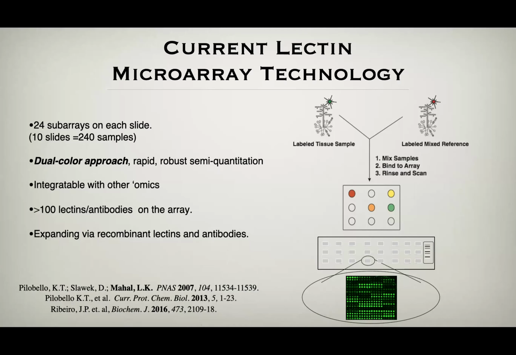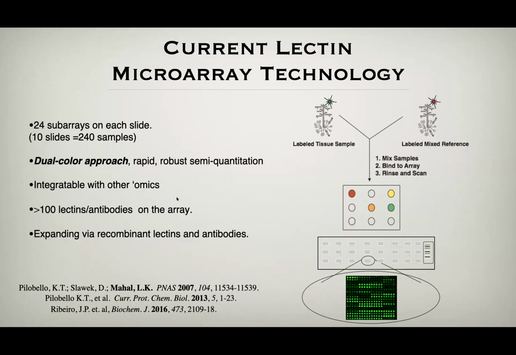In my laboratory, we currently do about 24 subarrays per slide. So on a single slide, we have a whole bunch of subarrays, each of which can do a separate sample. We actually use a two-color approach. It uses a sample and a labeled mixed reference. What's nice about this is it gives us an indexed binding so that we can mix the samples, bind to the array, and because of this, we can get really robust semi-quantitation.